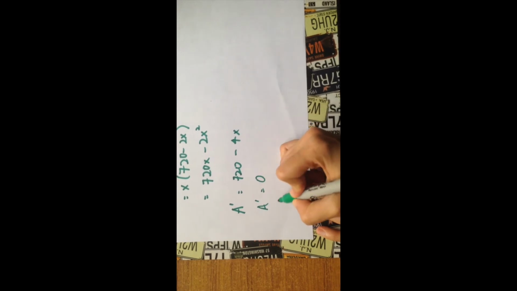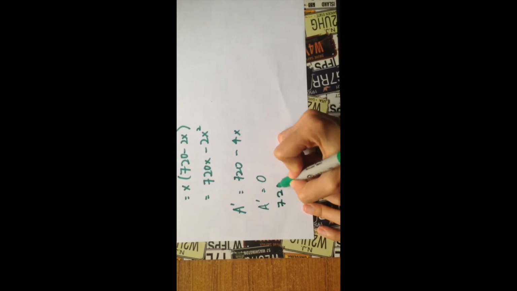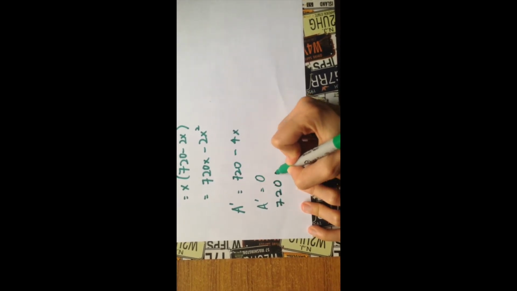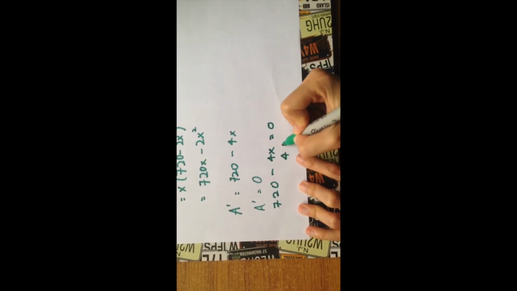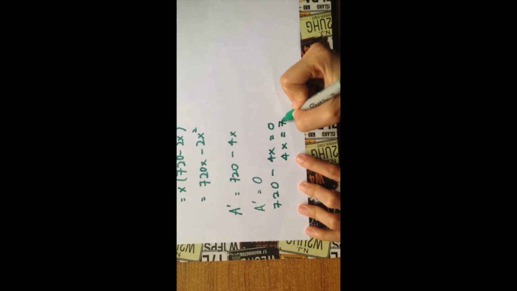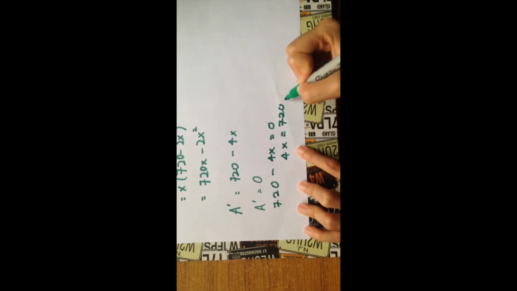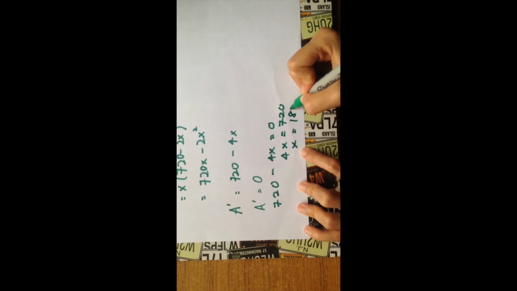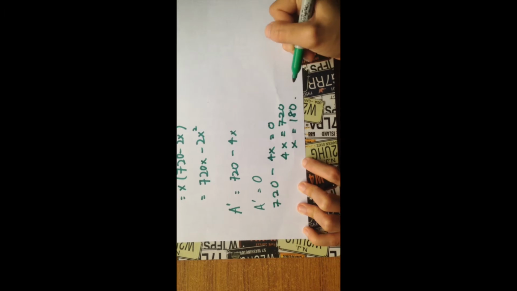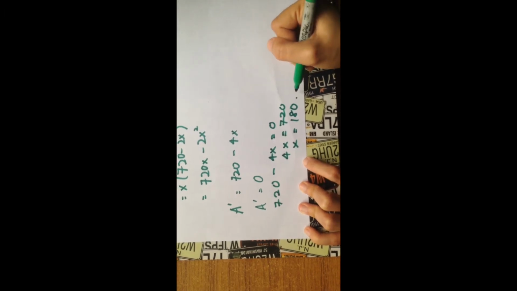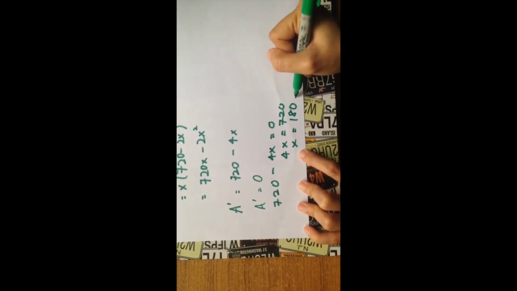So 720 minus 4x equals 0. 4x equals 720, and x equals 180. So here we get x is 180.